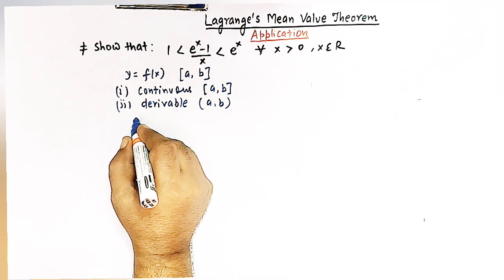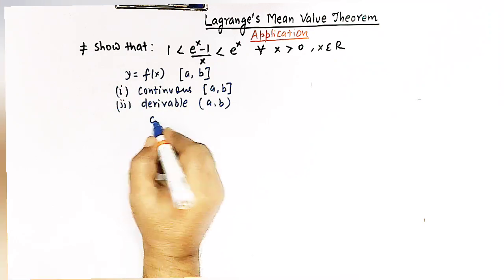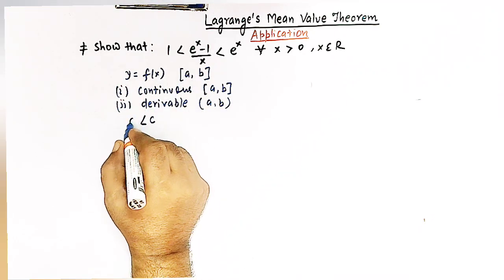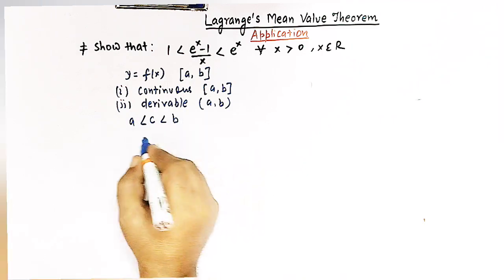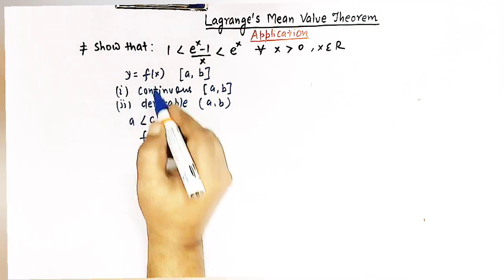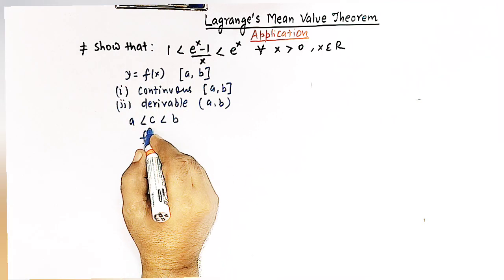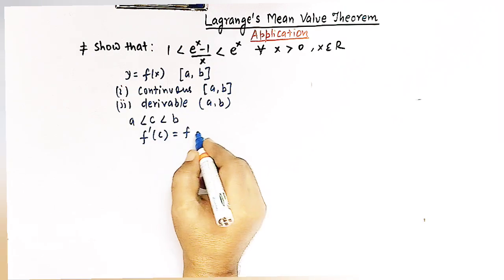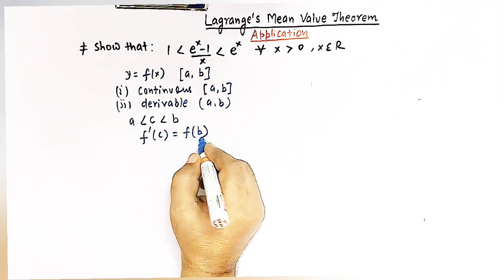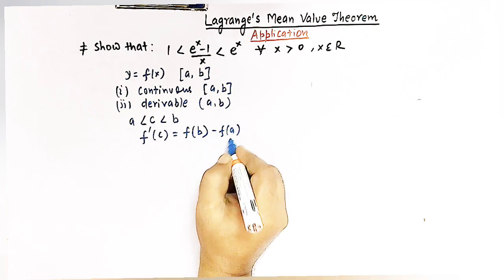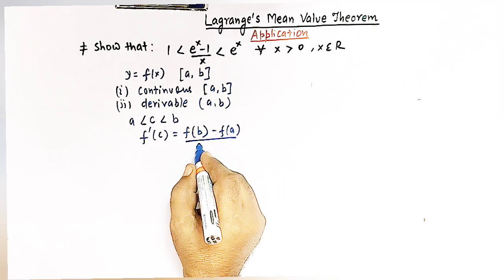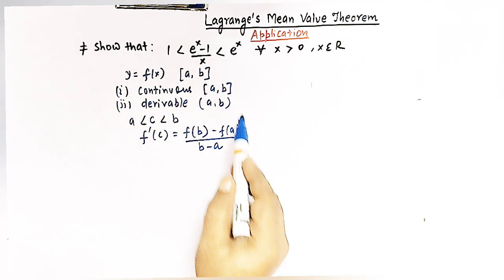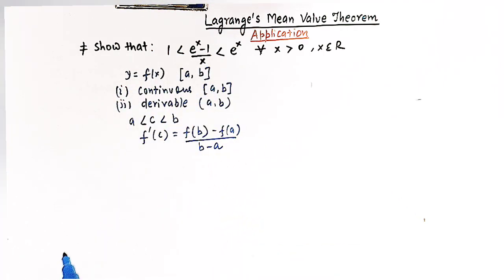that there exists a point c which lies between a and b, such that the derivative of this function at this point, that is f prime of c, is equal to this quotient, f of b minus f of a divided by b minus a. So this is the statement of Lagrange's mean value theorem.